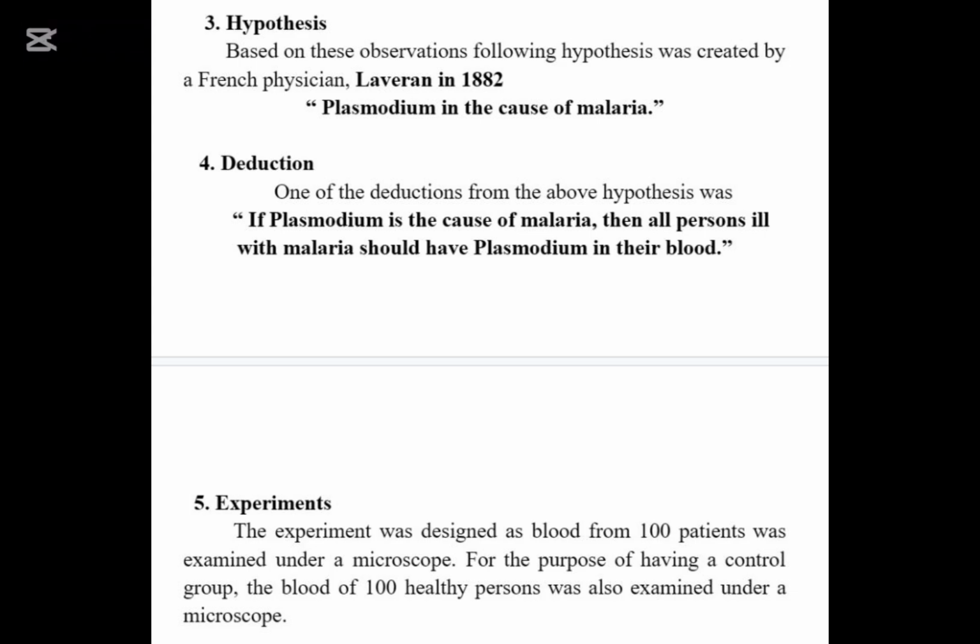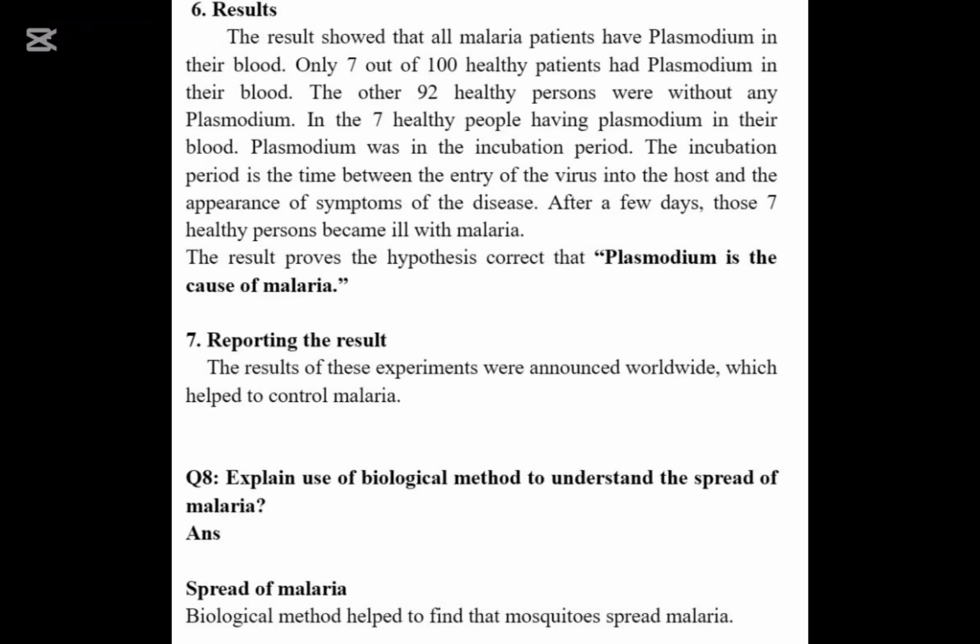Next is results. The results were very clear. All 100 malaria patients had plasmodium in their blood. Out of 100 healthy people, 93 had no plasmodium in their blood. Only 7 healthy people had plasmodium in their blood. But why do these 7 healthy people have it? Scientists found that plasmodium was in the incubation period in their bodies. So what is the incubation period?